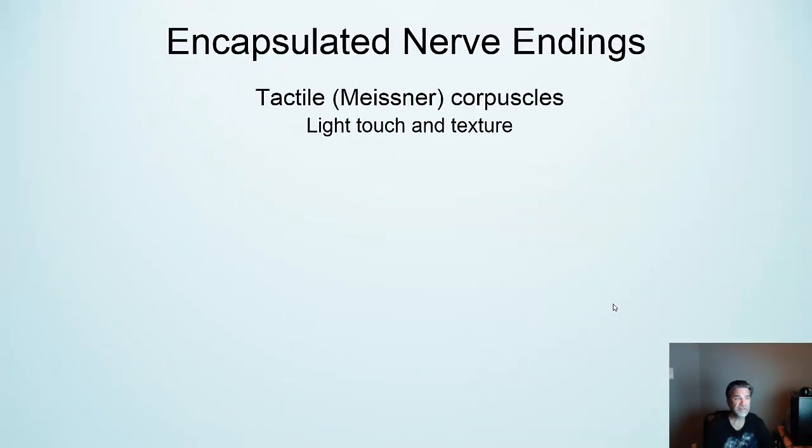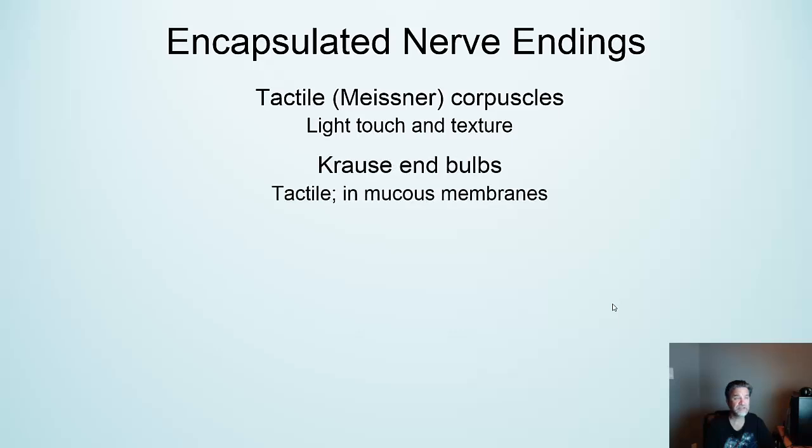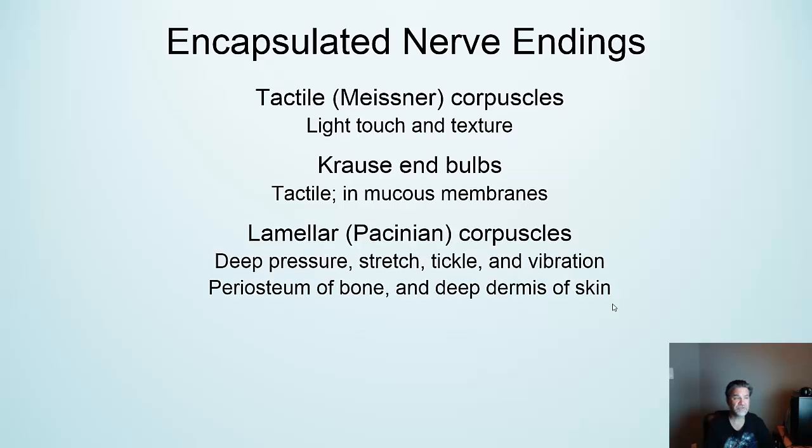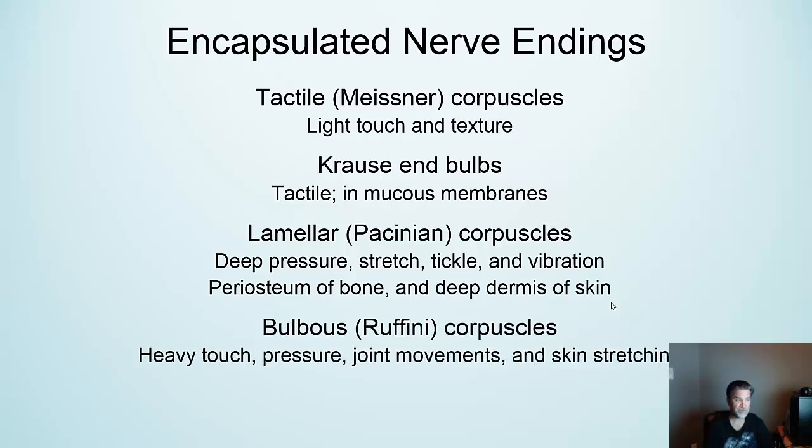So we have these Meissner corpuscles. They're for light touch, just like the tactile discs are. The Ruffini bulbs are also tactile, but they respond to a little heavier pressure and touch. The Pacinian corpuscles are for deep pressure, and the bulbous corpuscles are for some very heavy touch.